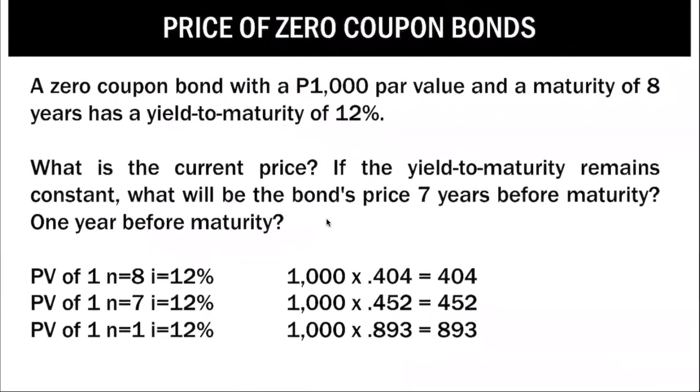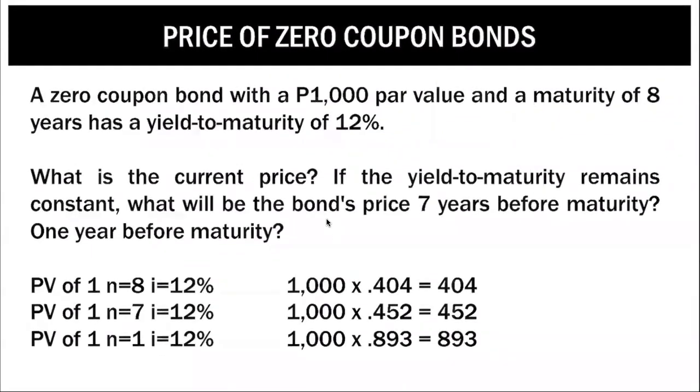So let's try to compute. For the current price, we use 8 because it has a maturity of 8 years. Price 7 years before maturity, so we use N equal to 7. And what is the price if it is 1 year before maturity? Since 1 year, we use 1. So again, you just need to get the present value of 1. N is equal to 8, I is 12%. N is equal to 7, I is 12%. N is equal to 1, I is 12%.